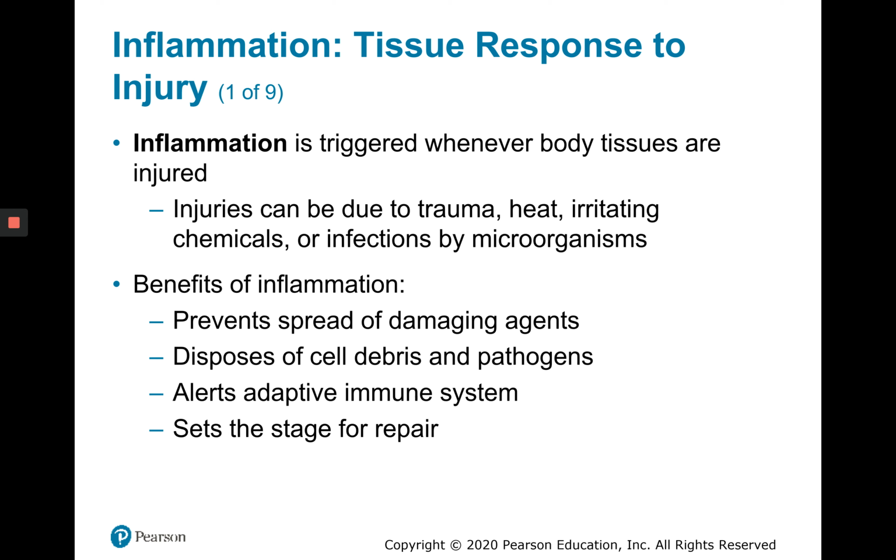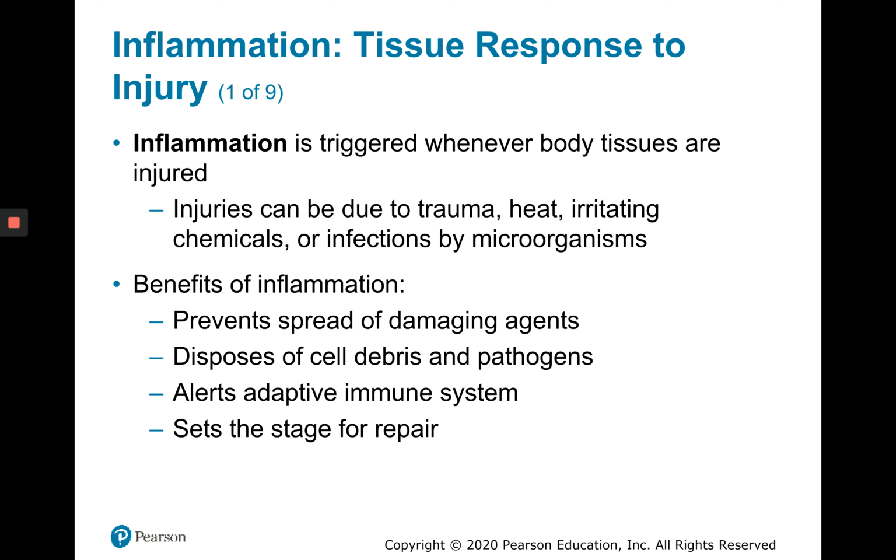When body tissues are injured, we immediately get the trigger for the rest of the process, which is a chemical alarm. Chemicals are released and cause things to happen. Now, injuries that have inflammation associated with them may be due to trauma or heat or irritating chemicals, or even infections by microorganisms. Oftentimes, inflammation is going to work at localized areas. It's going to respond to localized infections or localized areas of injury.